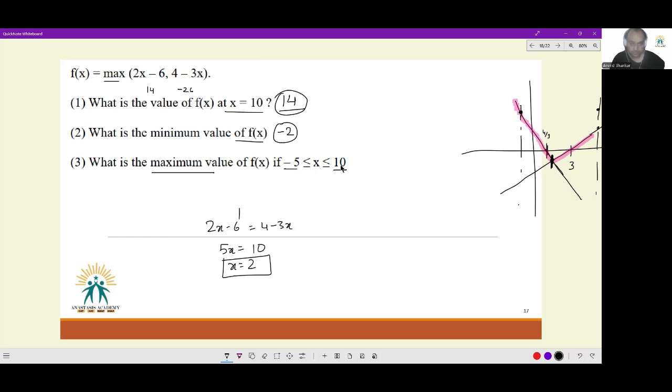When x equal to -5, I'll have -5 into 2 is -10, -10 minus 6, -16, comma, here I would have 4 minus 5 into -3, which is 15, so 19. Given it is the max function, of course, at -5, the value that will be accepted is 19. Now, when x is equal to 10, we know the value of the function was 14. So what is the maximum value of f(x) if x lies in the range -5 to 10? The answer to the question is 19. Within this range, the maximum value f(x) can take is going to be 19. And that is the entirety of this question.